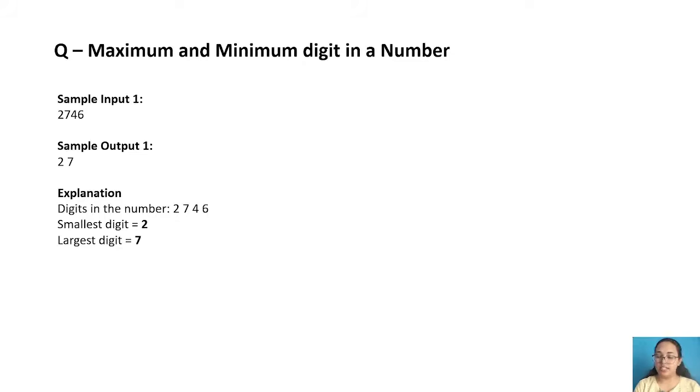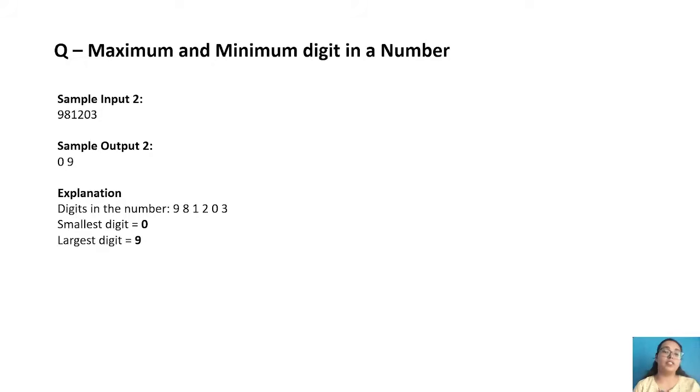In sample input 1, you can see there is one number given to us, that is 2746, right? So this is a whole number. Now what we need to do is find which digit is maximum and which digit is minimum, right? The digits in the number are 2, 7, 4 and 6. There are 4 digits. Out of all of these, 2 is the smallest digit. So when you print your output, the minimum number should come first, right? So 2 is printed, and then 7 is the largest digit, so after a space, 7 is printed, right? So this is how sample input and output one looks.